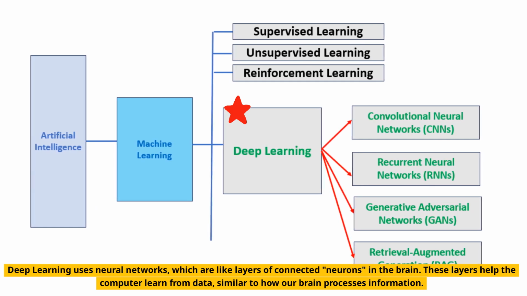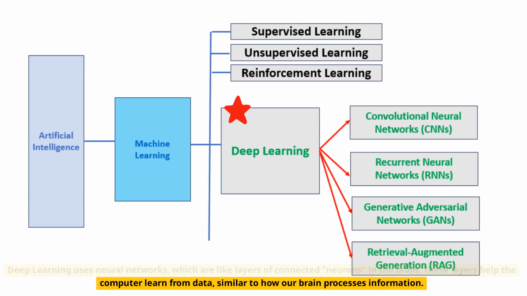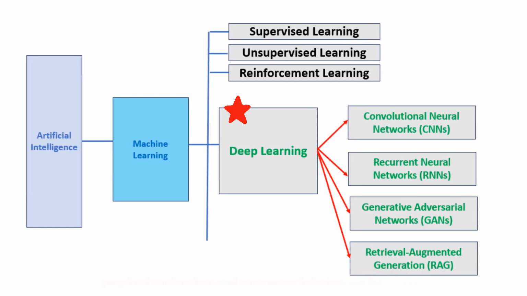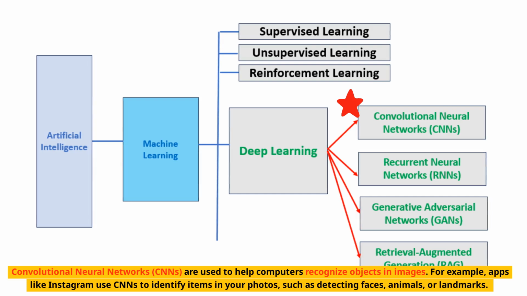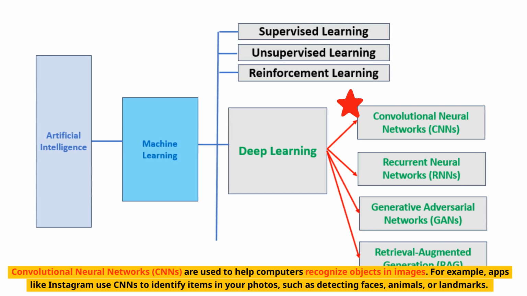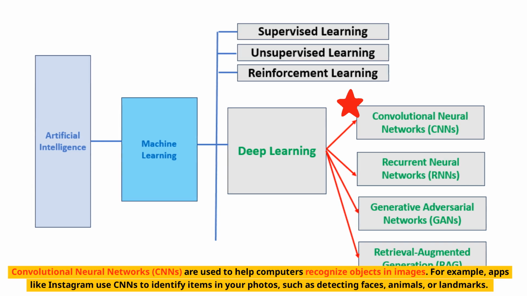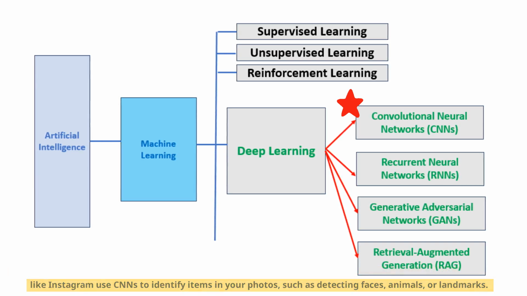Deep learning uses neural networks, which are like layers of connected neurons in the brain. These layers help the computer learn from data, similar to how our brain processes information. Convolutional neural networks, CNNs, are used to help computers recognize objects in images. For example, apps like Instagram use CNNs to identify items in your photos, such as detecting faces, animals, or landmarks.